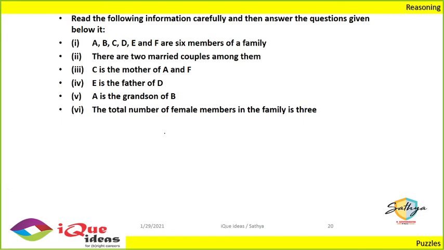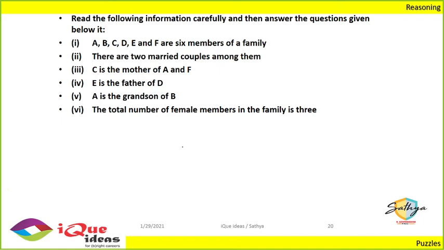Try this one. Very interesting puzzle. You have to create a tree, a family tree, so to say. Right? We create a family tree. So, how is each person related to the other? Now it says A, B, C, D, E, F, 6 members of a family, 2 married couples among them.